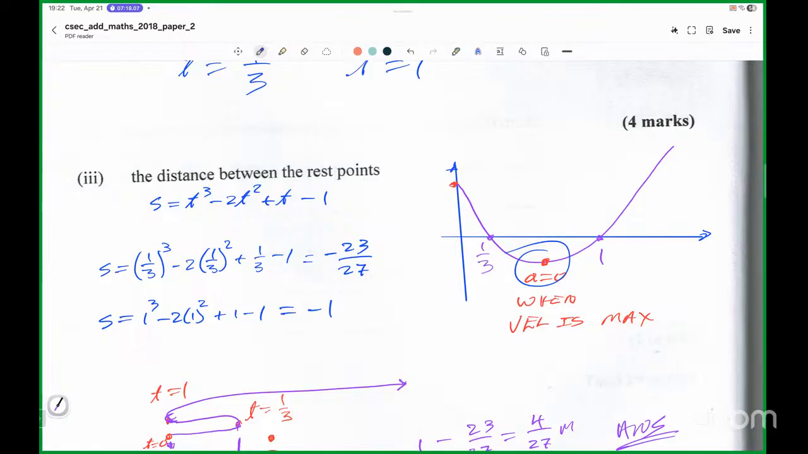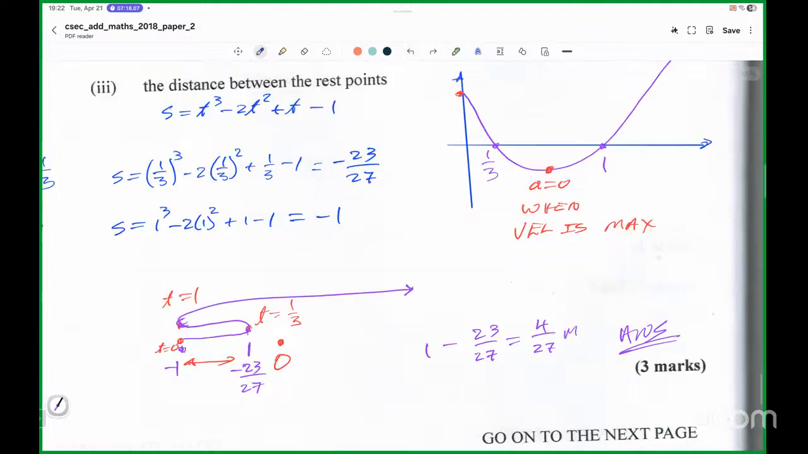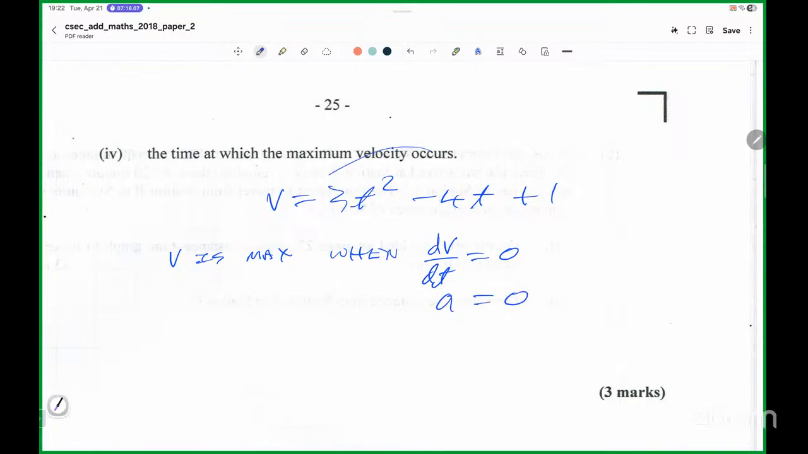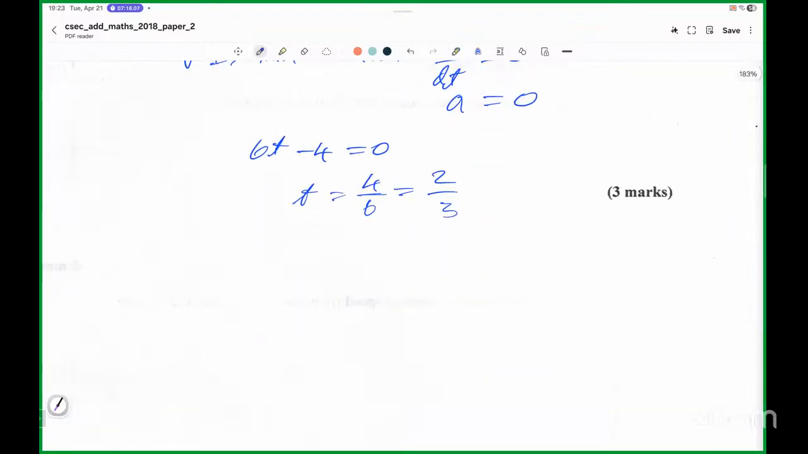That's all. You understand? So see it here now. If you work it out the normal way and say, okay, this is maximum when V is maximum, when dV by dt equals 0. What is dV by dt? dV by dt is acceleration equals 0. So you differentiate and put it equal to 0. Watch this now. You get 6t minus 4 equals 0. This gives t equals 4/6. What is 4/6? 2/3. Nobody needs to work it out. Make sense? I want you guys to understand this to that level.